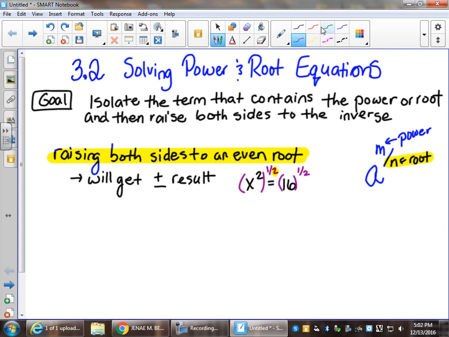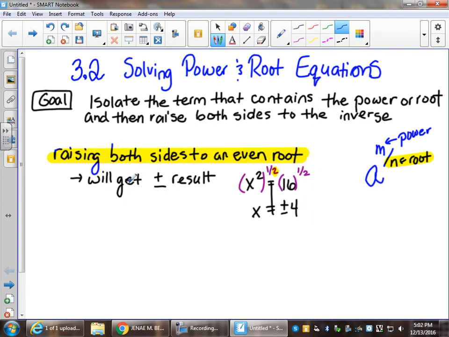And as soon as we did that, we would get x equals plus or minus 4. This is that result, that positive and negative result I'm talking about. Okay? So we need to keep in mind that when we raise both sides to an even root, meaning the denominator of the rational power is even, we're going to get a positive negative result.